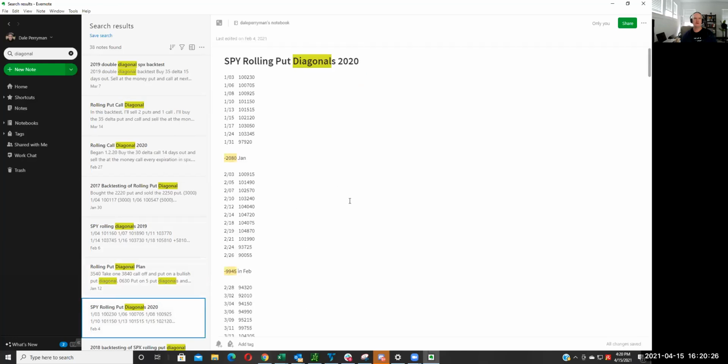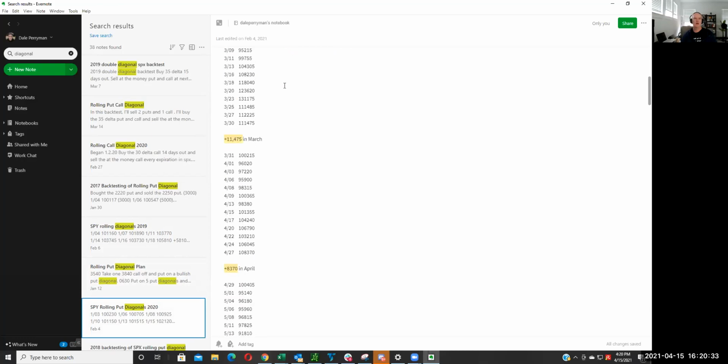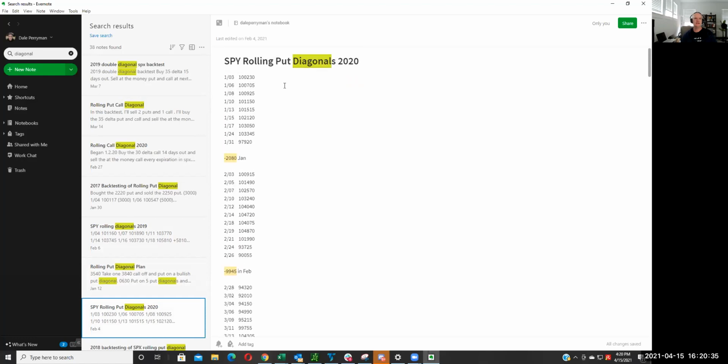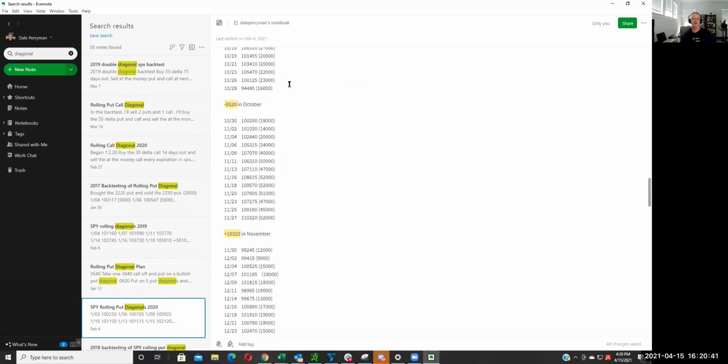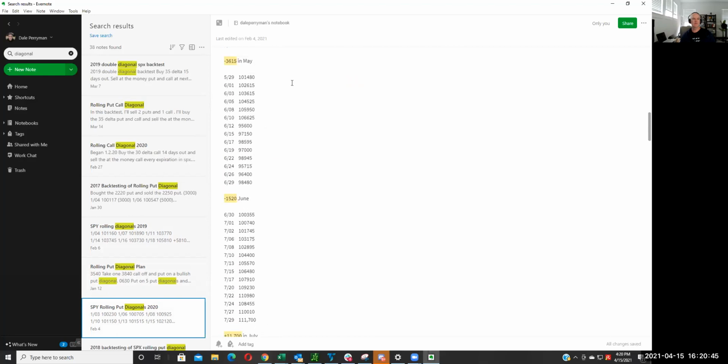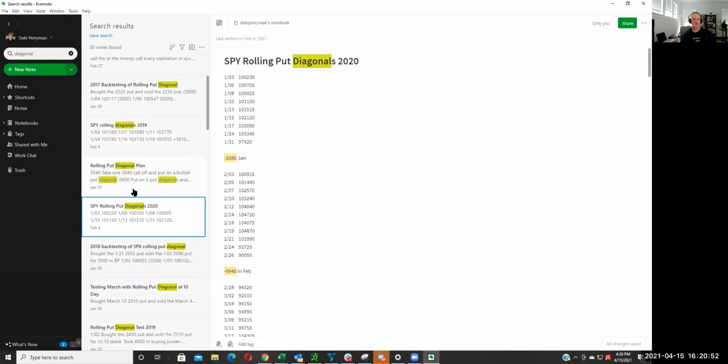Here's the rolling put diagonals for 2020. And it looks like I did these a whole month at a time. If you did them a month at a time, it was a lot more profitable, mainly because of the exploding. That's the first one that got my attention.